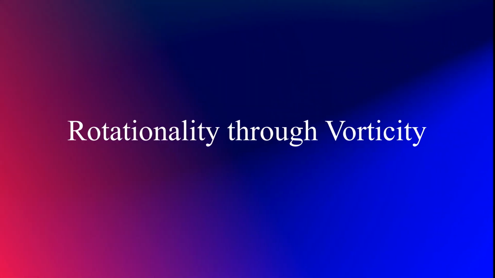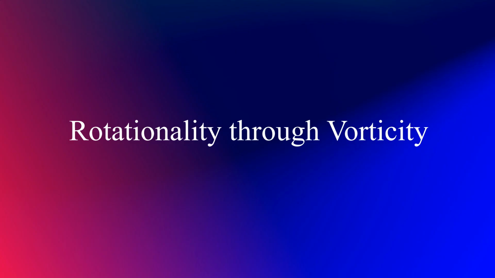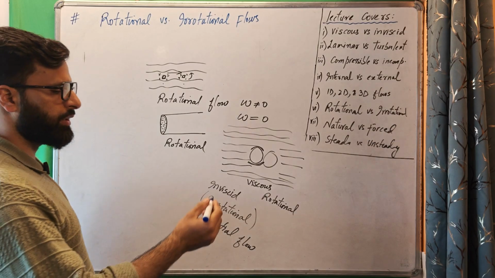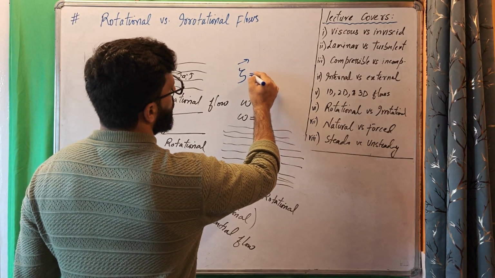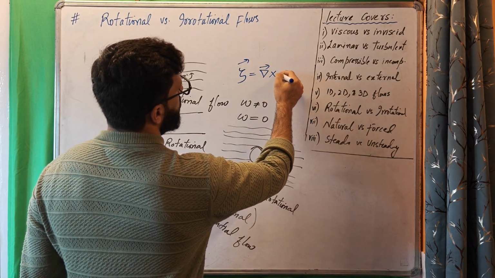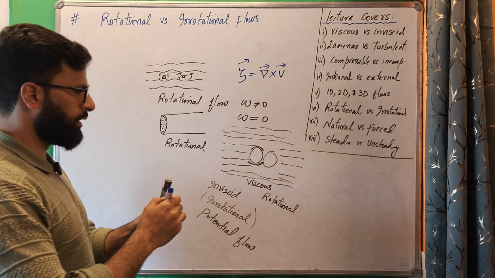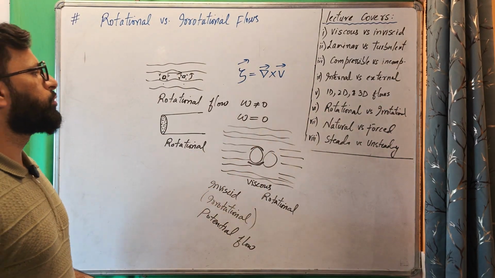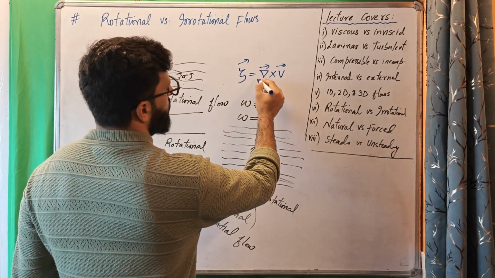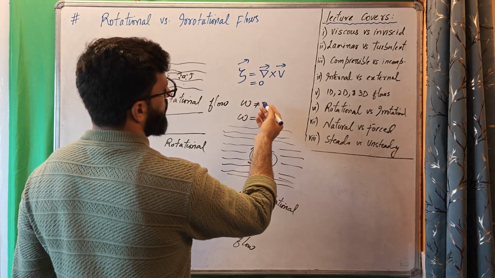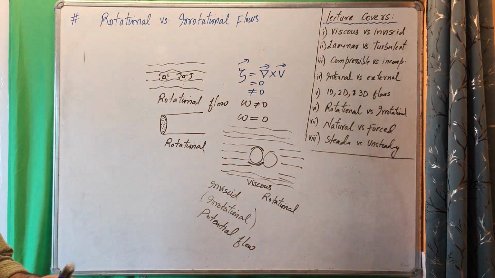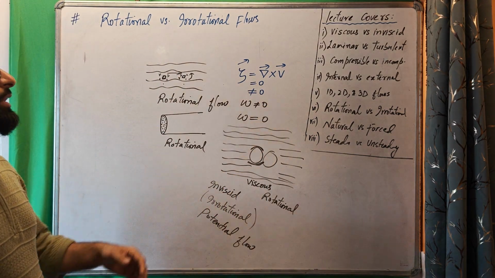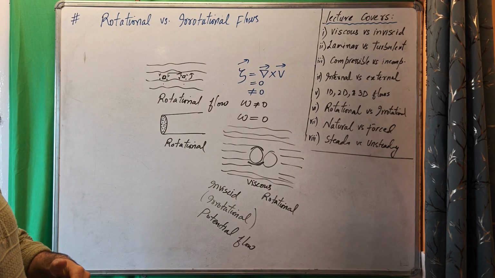And the other thing that we use is the vorticity, which is the curl of the velocity field. We'll see it in later chapters. Angular velocity zero means vorticity is zero, and angular velocity non-zero means the vorticity is not zero. It's another way of deciding whether the flow is rotational or irrotational.